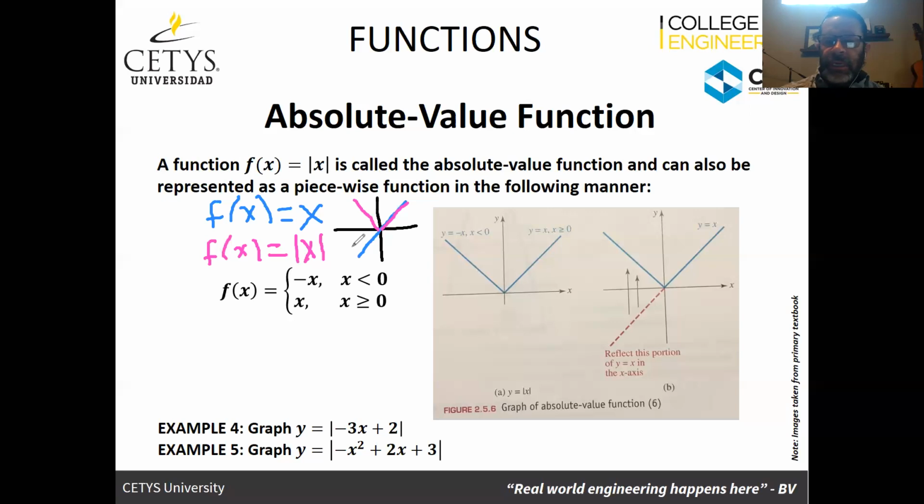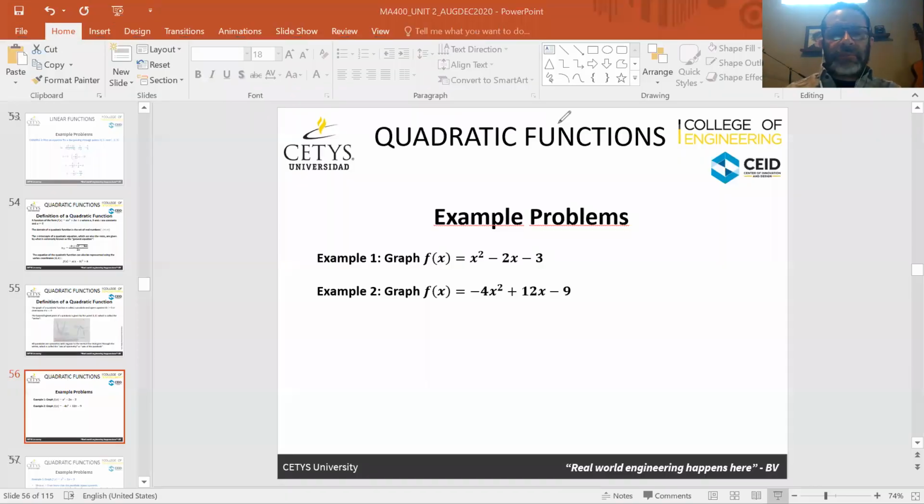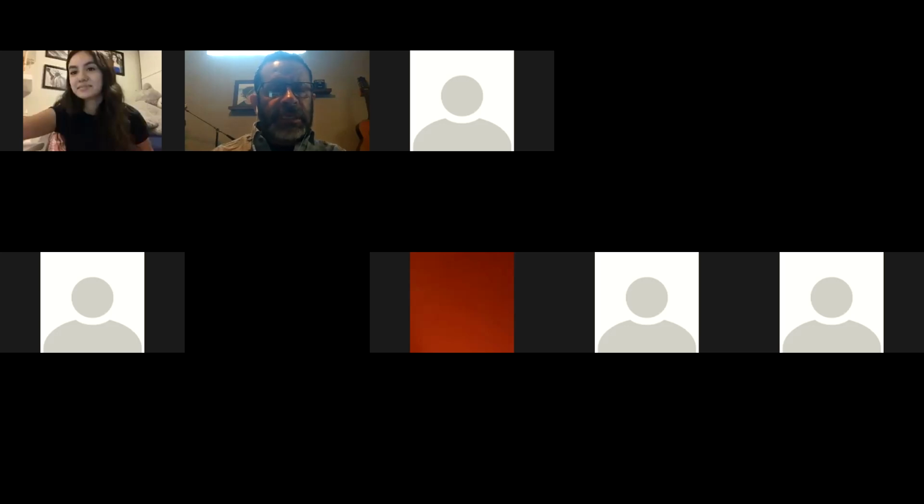Now let's look at a couple of examples of how this could be represented. Questions with this before we do a couple of examples? Okay. Let's look at these two examples here on the bottom. Let me switch over here to the Blackboard and write it down. Can somebody please tell me the first example?